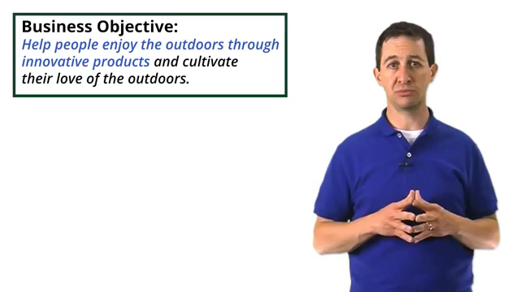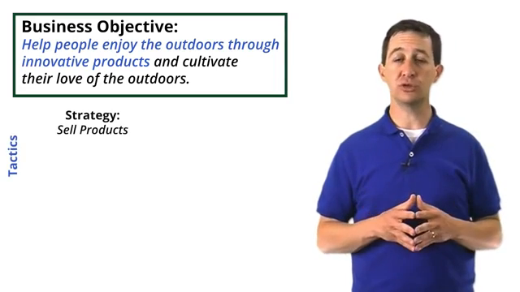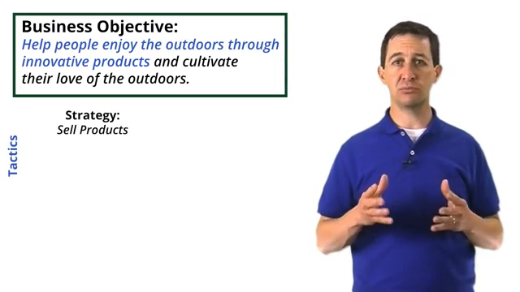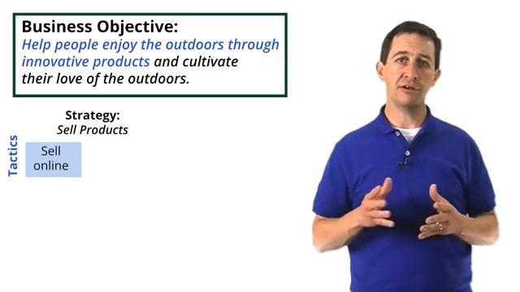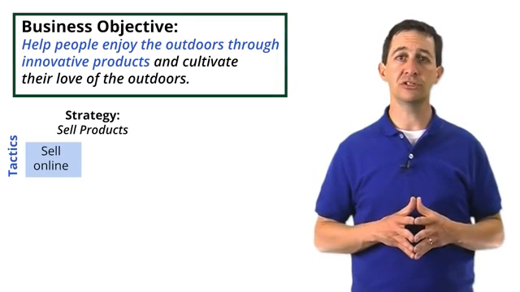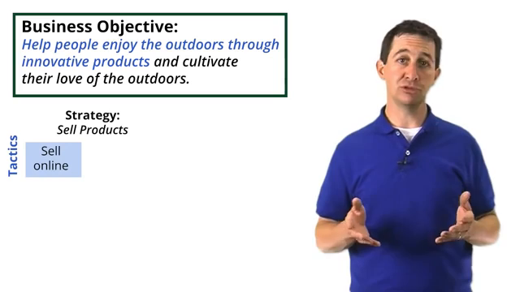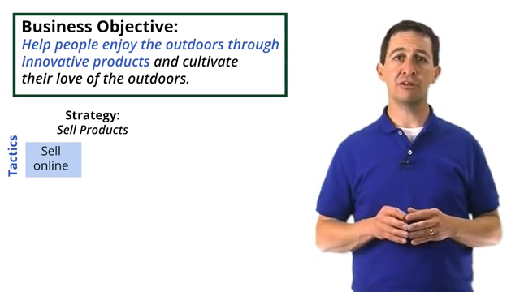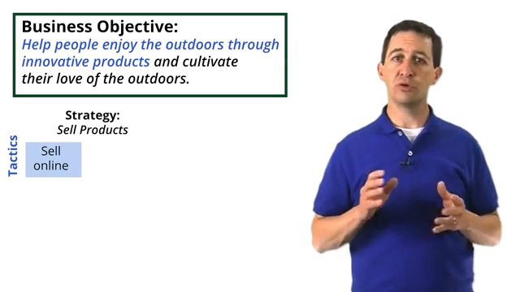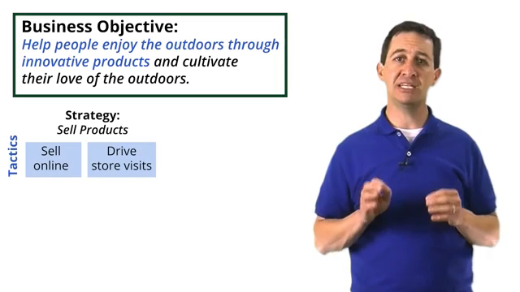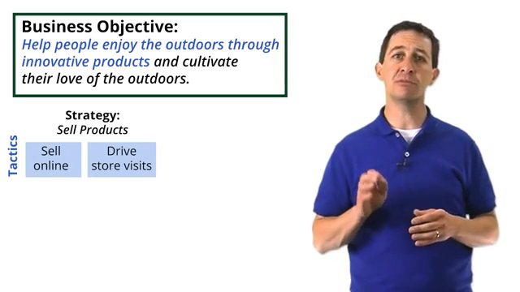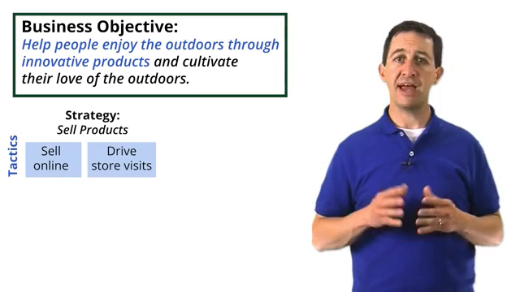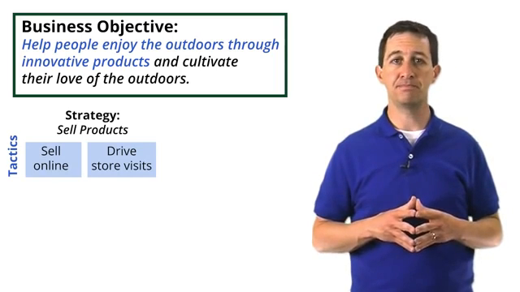One strategy to support our mission would be to sell outdoor products. A tactic to support that strategy would be to sell online via the website. Another would be to sell items in stores. We could even develop a mobile shopping app. But in this scenario, we also have physical stores. So one way we might drive sales is by giving people information on our website or in our mobile app that helps them locate one of our stores. That can be another tactic of our website.